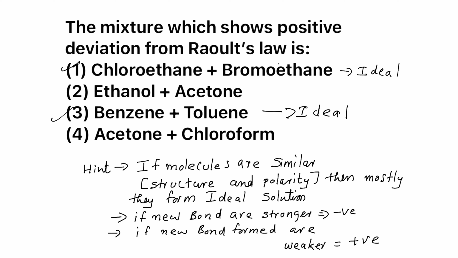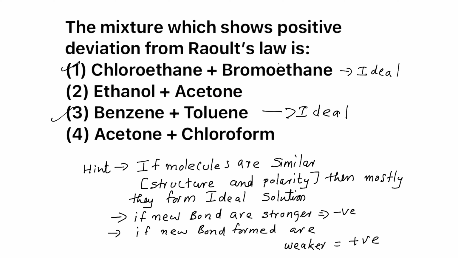The existing bond will break and a new bond will establish between ethanol and acetone. Right? A new bond is established between solute and solvent. If that new bond is stronger, then the deviation is negative.